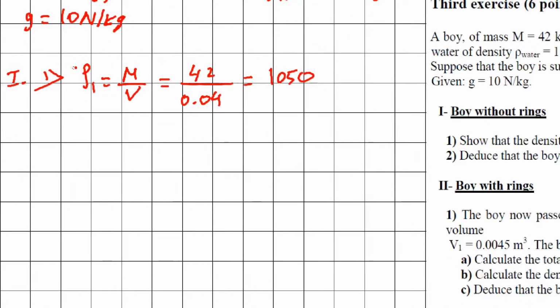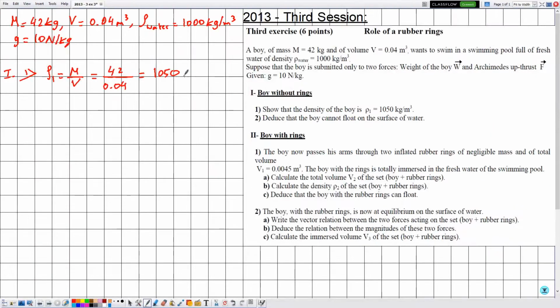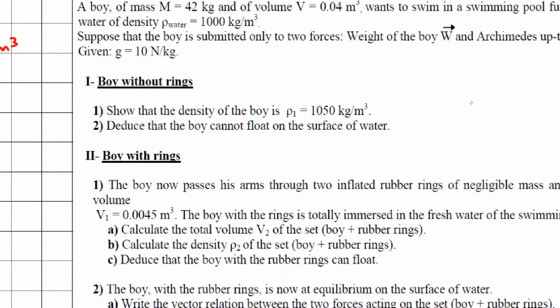Since both the mass and the volume are expressed in the SI, the unit of the density will be in the SI, which is kilogram per meter cube. So the density of the buoy is given by 1050 kilogram per meter cube. So let me write here that the density of the buoy, which is denoted by ρ1, is given by 1050 kilogram per meter cube.